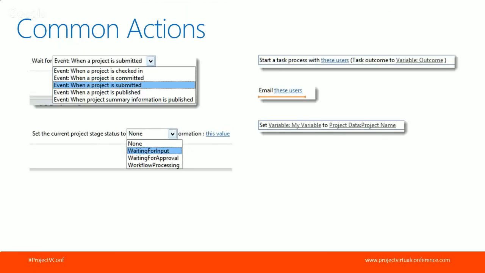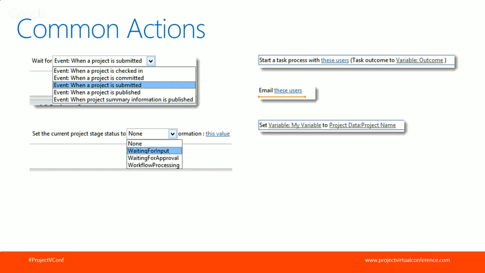So some of the common actions that you will have, there's really dozens of actions, if not more than 100. These are 5 of the more common ones that you would find in workflows. One of them is what's called wait when a project is submitted. So here, you're going to wait for the users to click the submit button in the project web app on their project before it moves to the next stage.